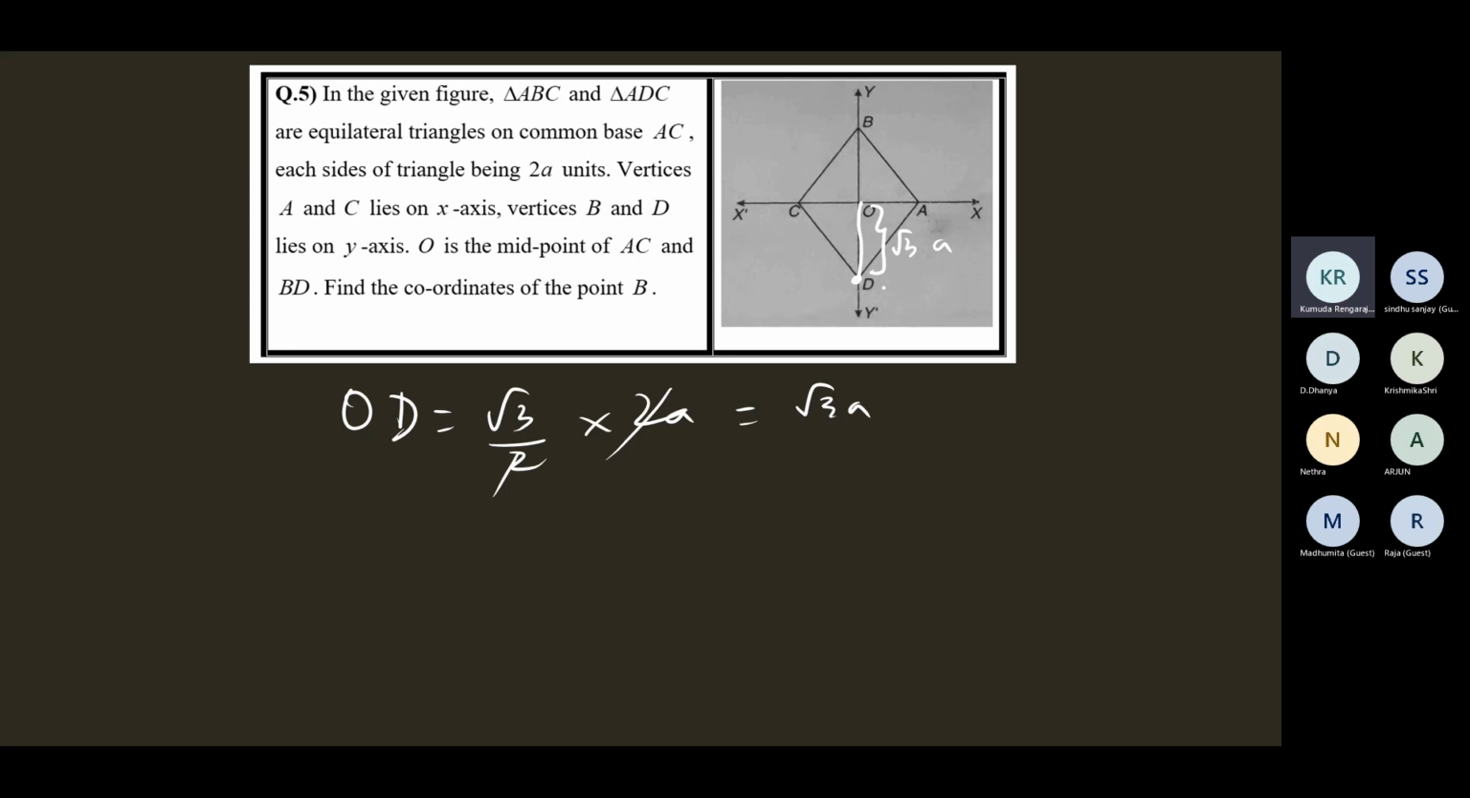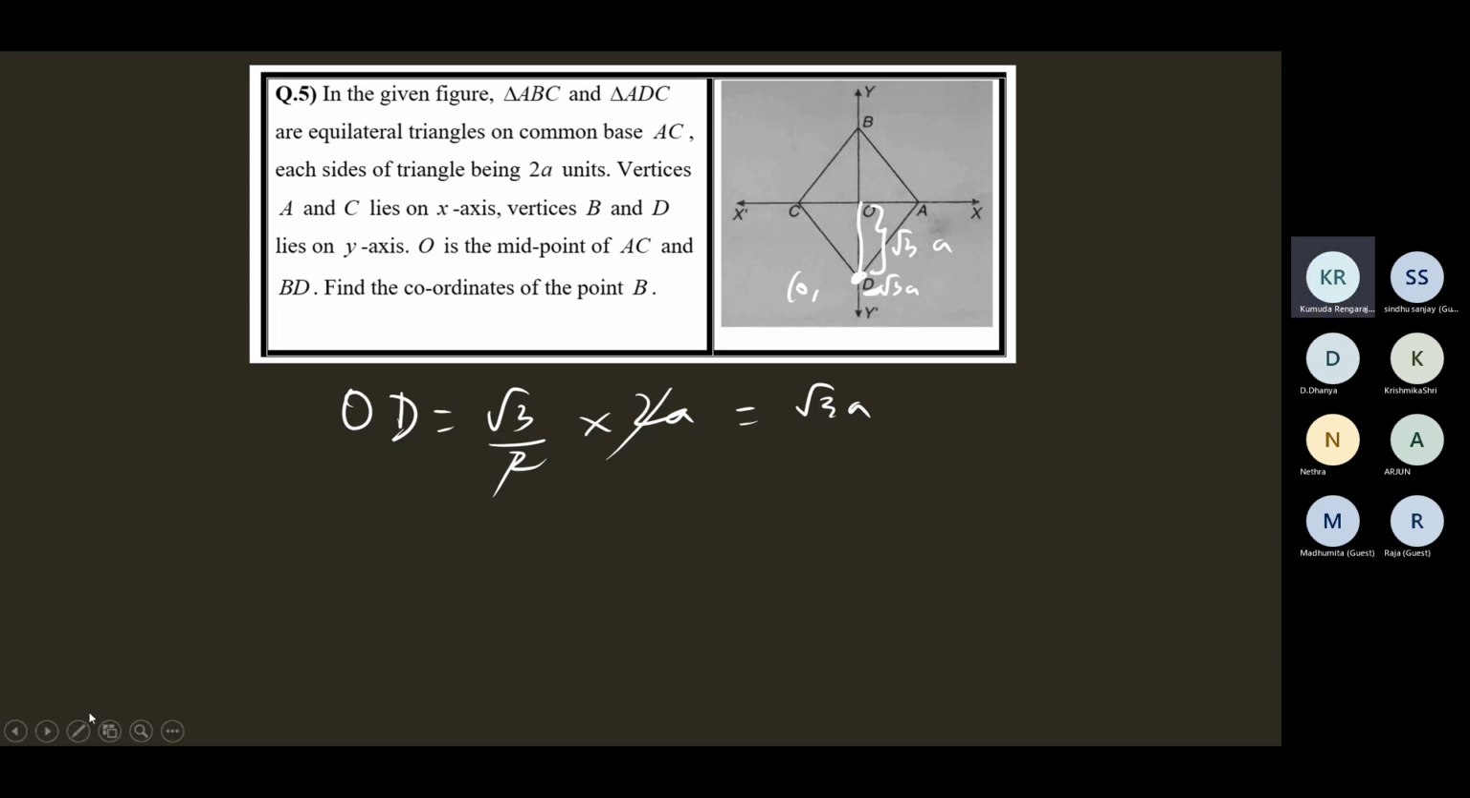That means this point is root 3a. But we know that this is the negative side of the y-axis, so it cannot be root 3a. It will be minus root 3a. So the coordinates of D will be 0, minus root 3a.